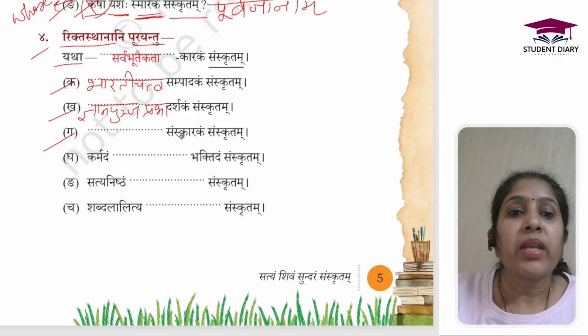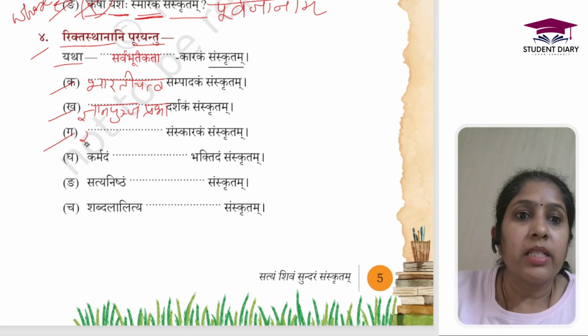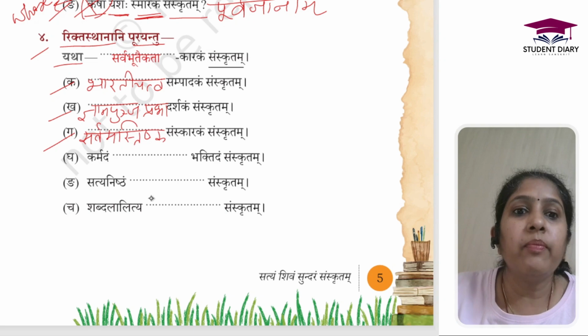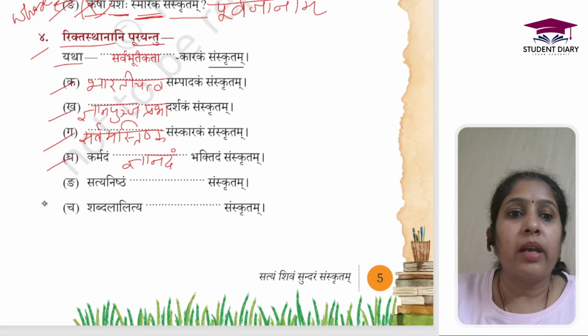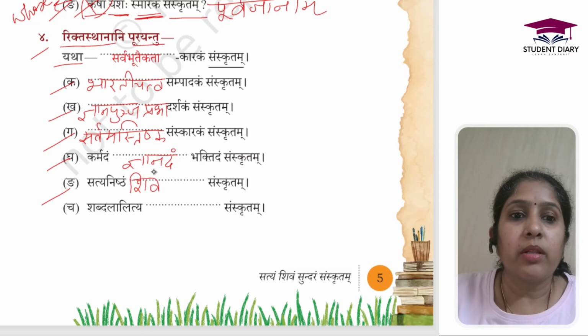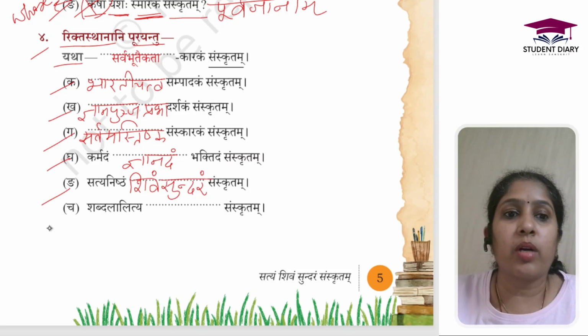Next one, dash Sanskarakam Sanskritam. So Sanskrit is going to refine what? Mind, right? Sarv Mastishk. Sarv Mastishk Sanskarakam Sanskritam. Next one, Karmadam dash Bhaktidam Sanskritam. So Sanskrit is the giver of action, then knowledge, Jnanadam, and then Bhaktidam, which is devotion. Next one, Satyanishtam dash Sanskritam. Satyanishtam Shivam Sundaram Sanskritam. For this, definitely you have to remember the shlokas because these are like fill in the blanks from the shloka as it is.